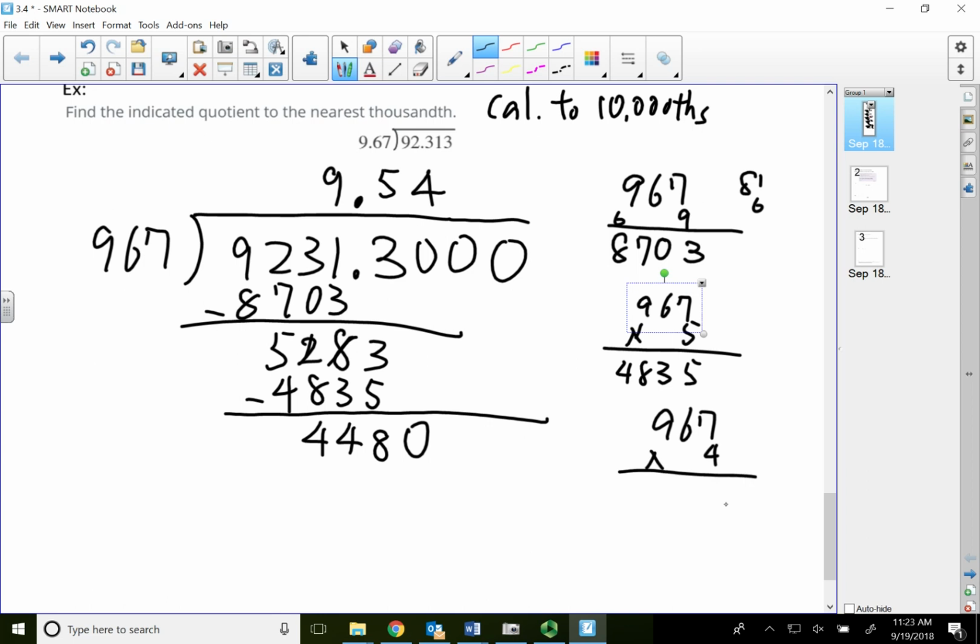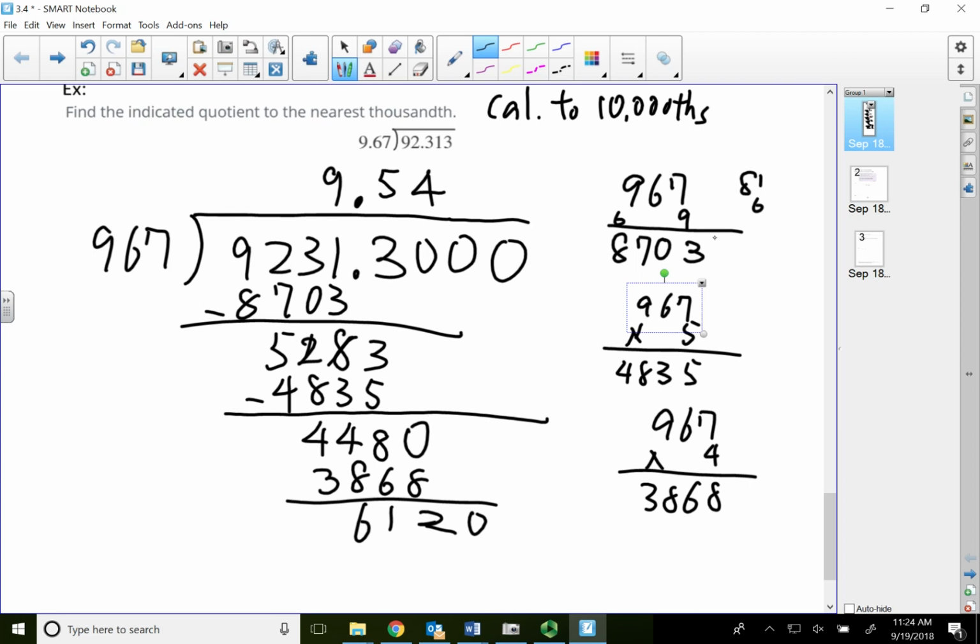So let's multiply. 28, carry 2. 24 plus 2, 26. 9 times 4 is 36 plus 2, 38. 3868. So let's subtract. That's 2. That's 1. 14 minus 8 is 6. So 3 minus 3 is 0. Bring down the next 0. So this is 6120.